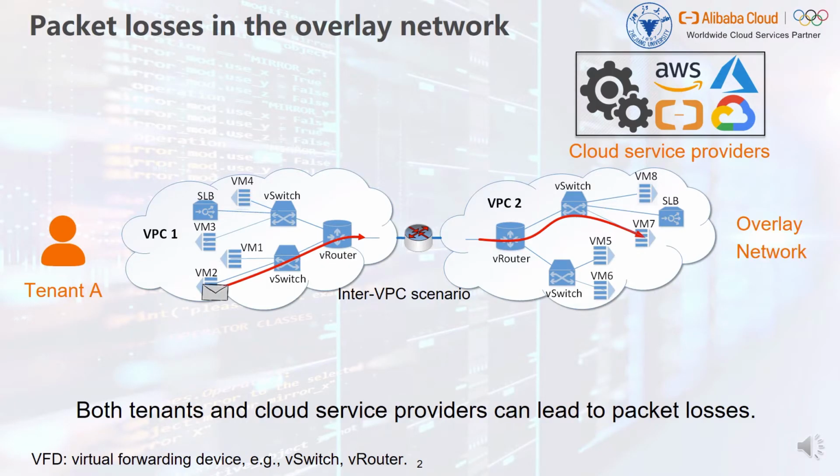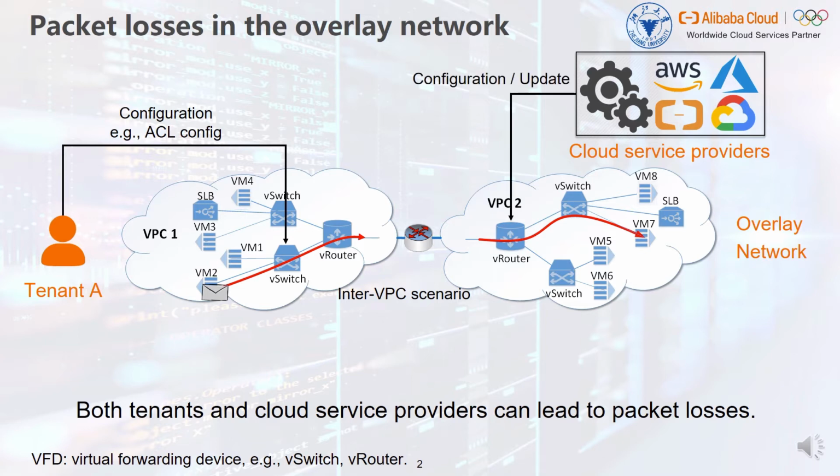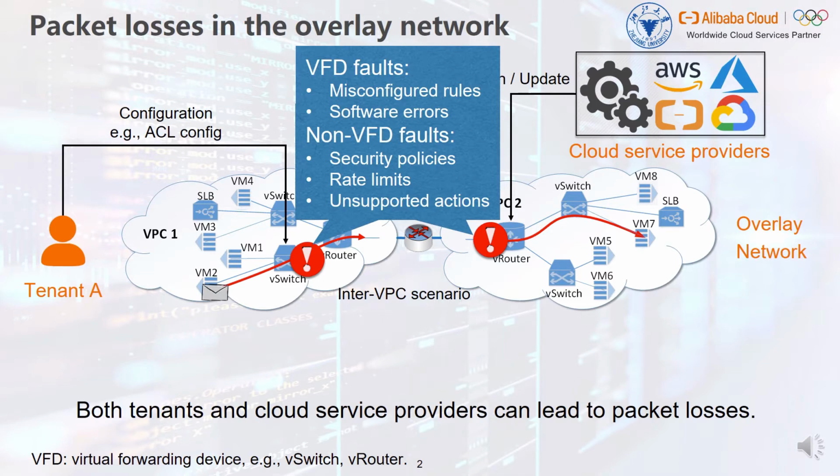In the overlay network of cloud computing systems, considering an inter-VPC communication scenario, tenants can configure the virtual forwarding devices like vSwitches and vRouters on their own VPC network, such as ACL configurations. Besides, cloud service providers can also configure or update these VFDs. During these actions, both tenants and cloud service providers can lead to packet losses due to VFD faults or non-VFD faults.